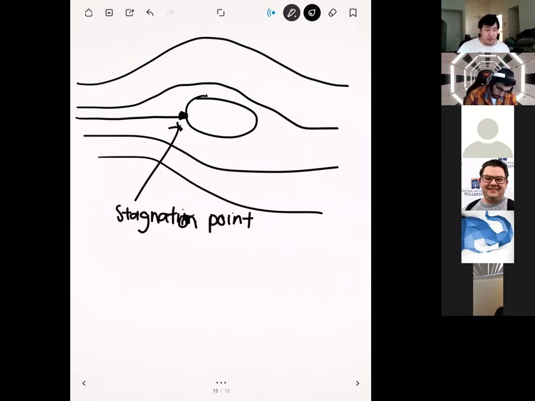And so your stagnation point, that's basically where the flow is going to be 0. So most of the time that's a streamline where the flow basically just hits the object head on, right? And so this right here is a stagnation streamline.